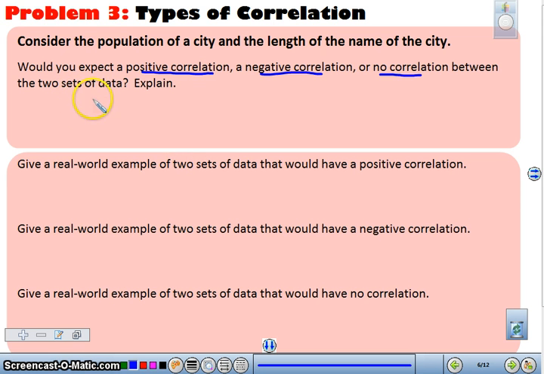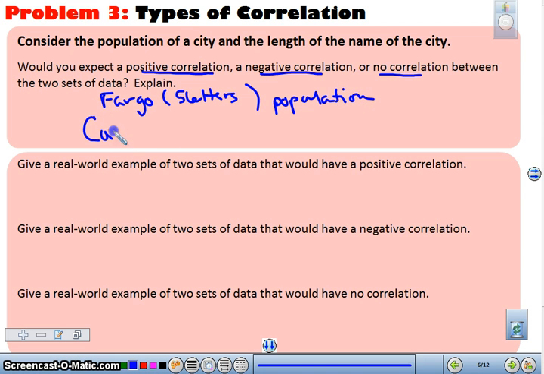As you look at this, let's think of the city of Fargo. Fargo has 5 letters, and let's think about our population. And if you think of the population of the city of Fargo, and you think of the city of Castleton, which one has a bigger population? Well, definitely Fargo, but Fargo only had 5 letters. Castleton, when we take a look at it, has 9 letters in the word.